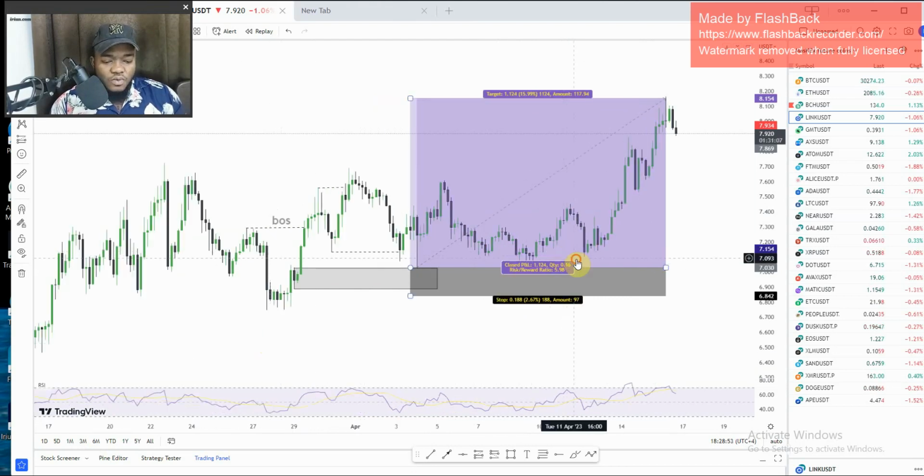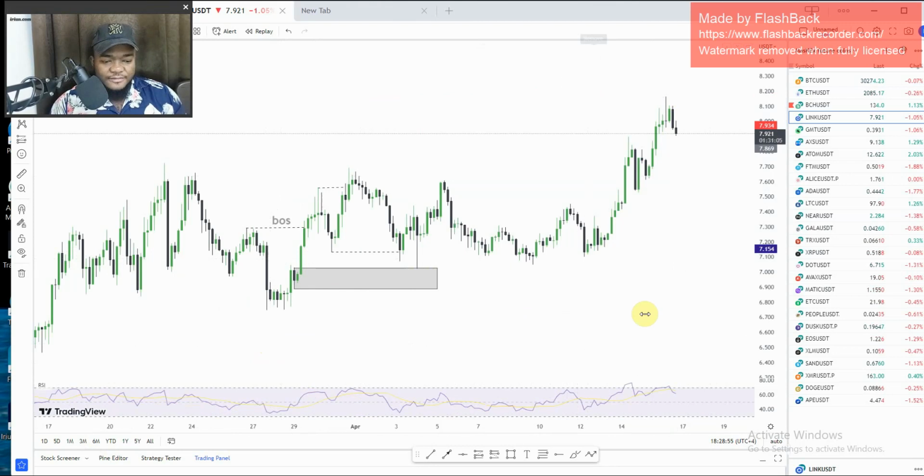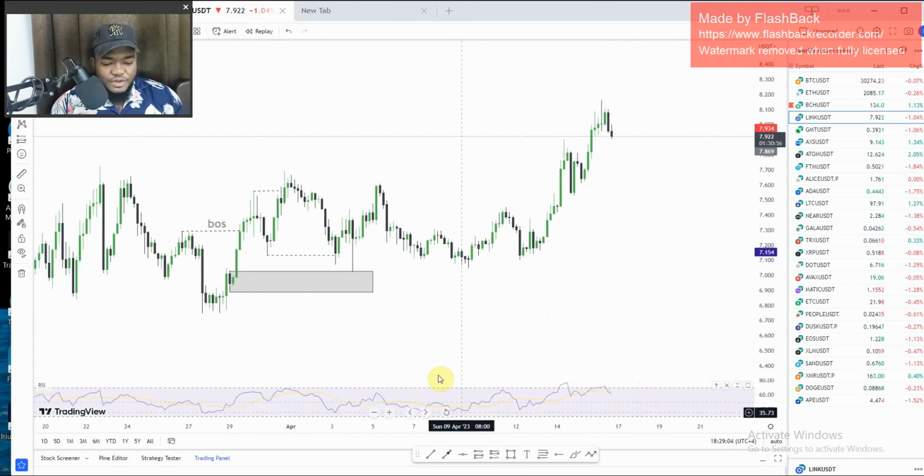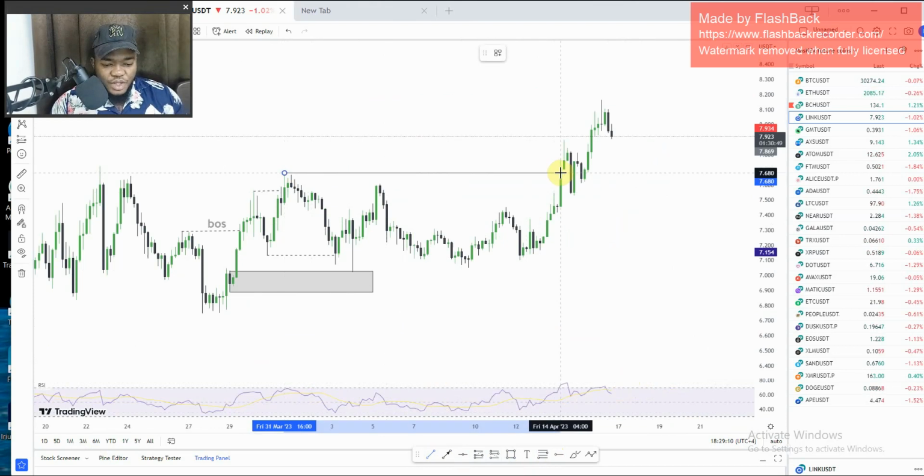Now where do I pick this coin again? Now the coin is dropping. Is there any opportunity for me to pick this coin for another long again? Yes, there's an opportunity for me to pick this coin for another long again. Because of what? Because another break of structure has happened around this place. A break of structure around here, this is the longer one.